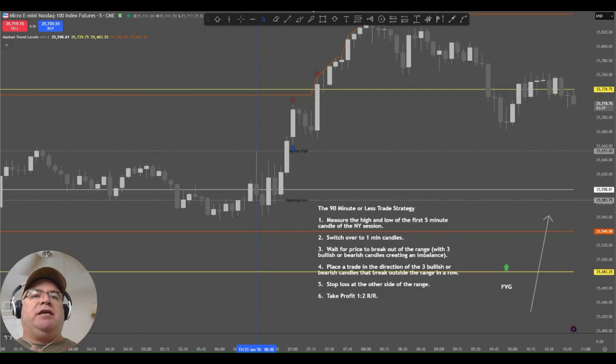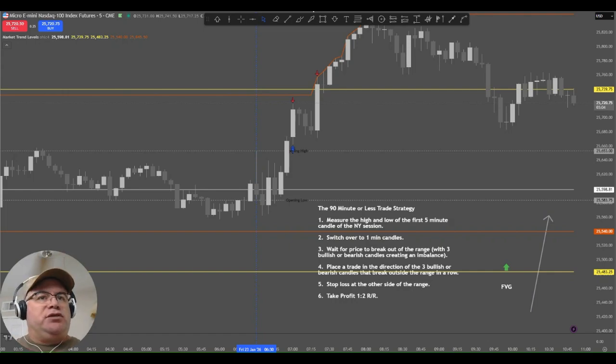In the first 90 minutes of the New York session, it's a 90% guarantee that it will set either the high or the low of that session, okay? So what we're looking for is this breakout here. Now, a couple of things to keep in mind. What we're going to do is, number one, we're going to measure the high and the low of that 5-minute candle for the opening of the New York session, first one.